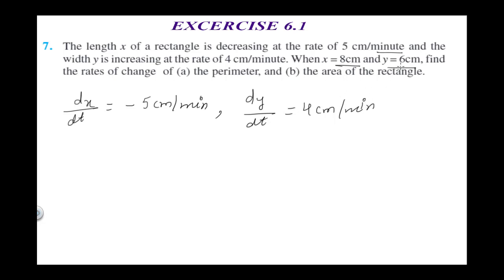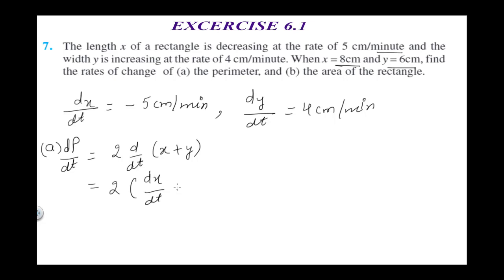When x is 8 and y is 6, we have to find the rate of change of perimeter. So let us do the first part. Let P represent the perimeter. So we have to calculate dP/dt. d/dt of, the formula for perimeter is 2 into (x plus y). 2 as it is. We will write dx/dt plus dy/dt.